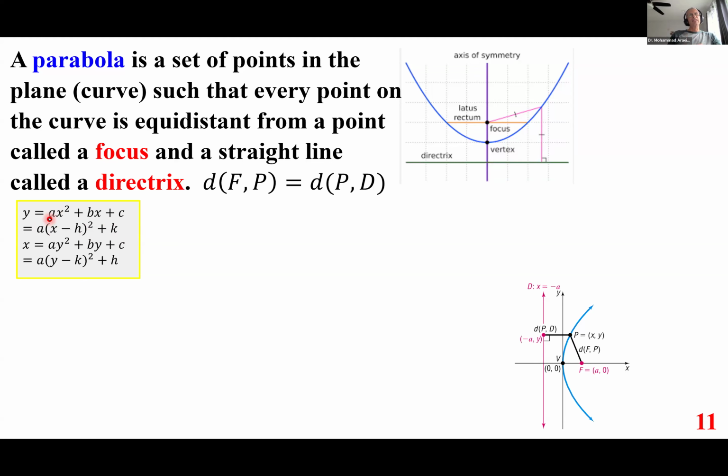So when x has the exponent 2 and y is of degree 1, it opens up or down. When x is of degree 1, but y is of degree 2, it opens sideways. So x equals ay squared plus by plus c, or a times y minus k quantity squared plus h. This would be this type. So the bottom is this type, the top two would be this type, up or down.